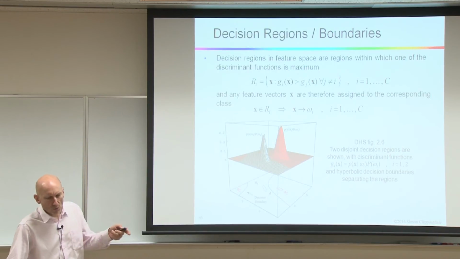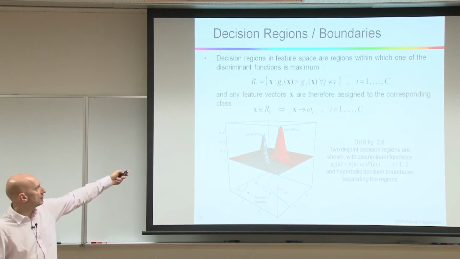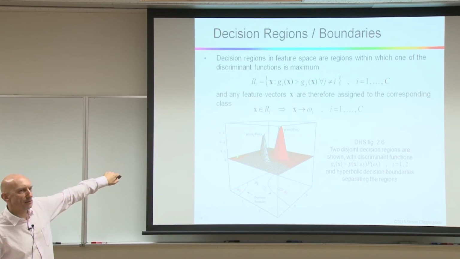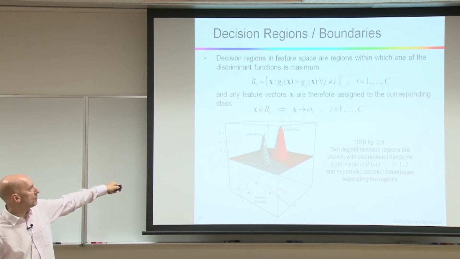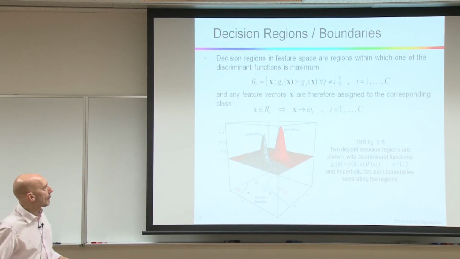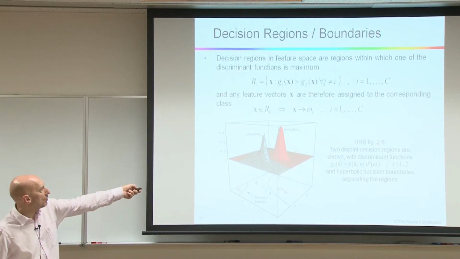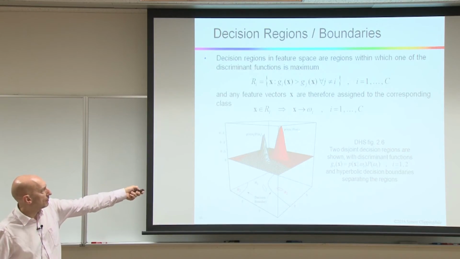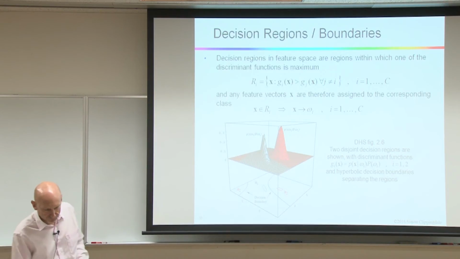So one thing to note about this is that class 2 is the most likely class for data out here, even though the peak of the distribution for class 2 is further away from here than the peak of the distribution for class 1. And that happens because of the combined shape of these two things.